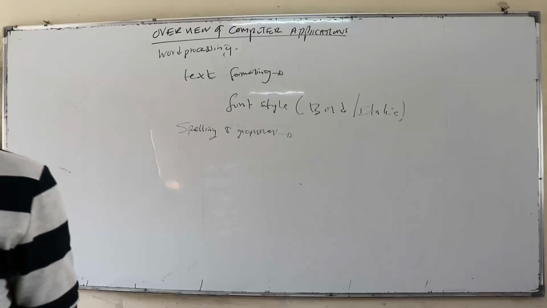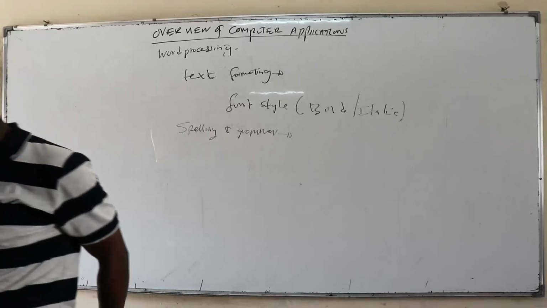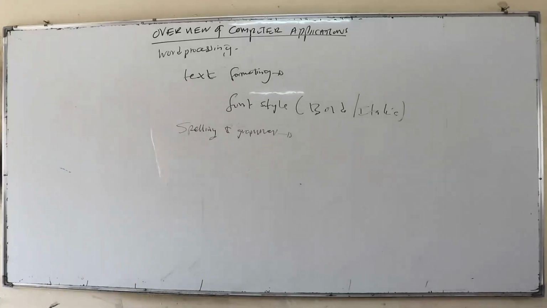Spelling and grammar is a feature in a word processor that facilitates looking for spelling and grammar errors. We have a feature in word processing that helps to look up spelling and grammar errors. That is, we call it the spelling and grammar.